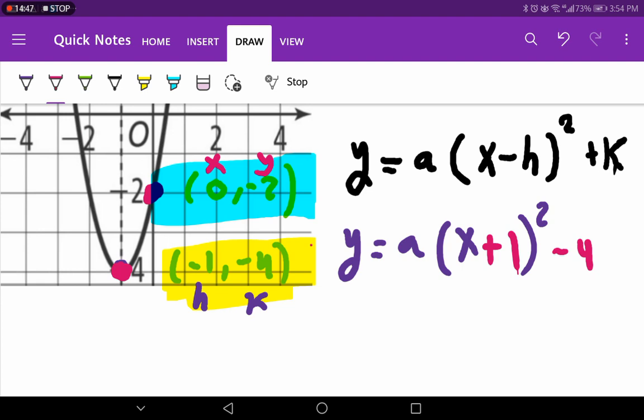Now someone asked me, teacher, it is minus here, why do you write positive? Because it is the opposite all the time. The negative will be positive. Negative by negative will be positive.